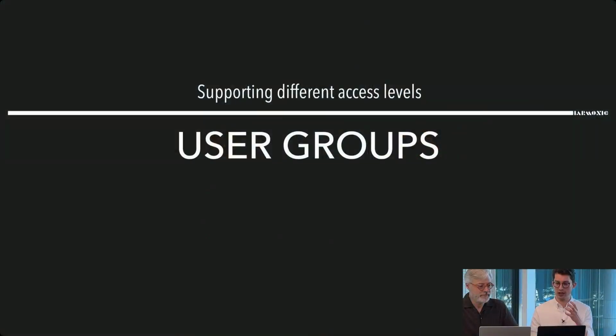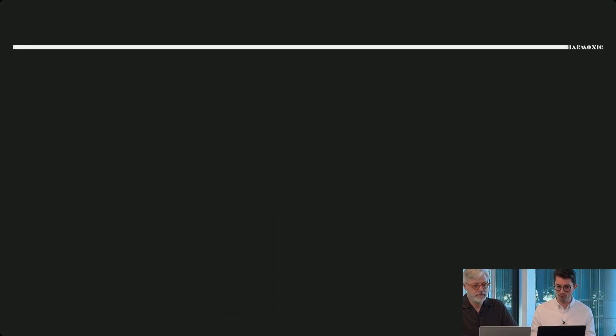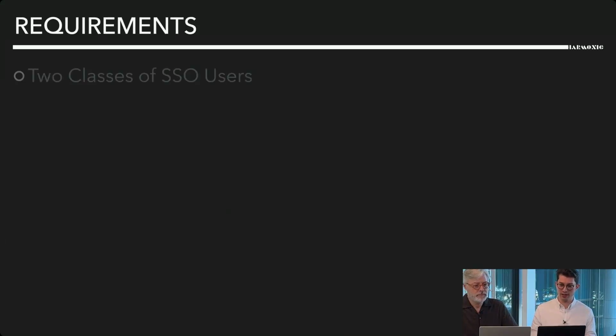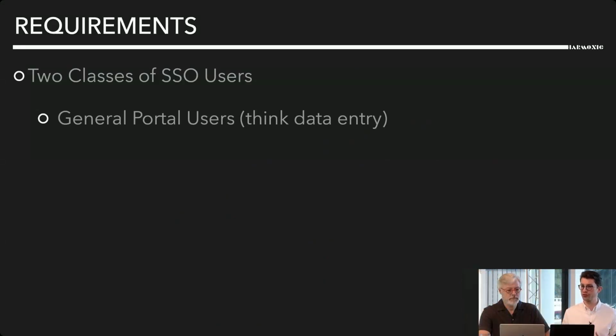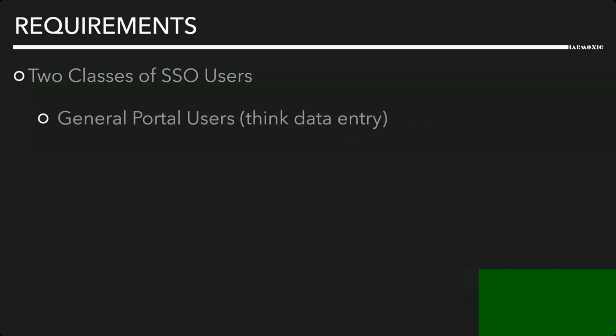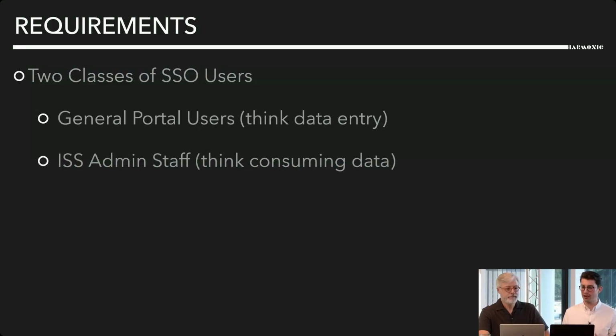So now that we have our users being created in Studio via OIDC, let's talk about how we can sort those users into groups. Of course, the groups just control who has access to what. Now, in ISS's case, we have two classes of SSO users. We have the general portal users, think just data entry here. And then we have the ISS admin staff, who are the consumers of that data.